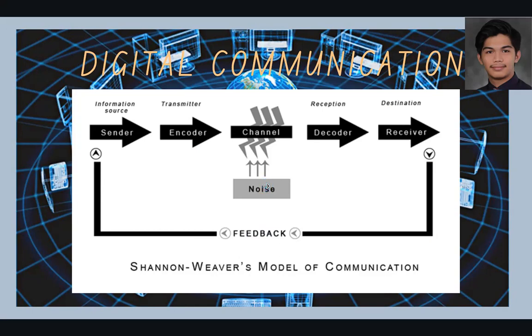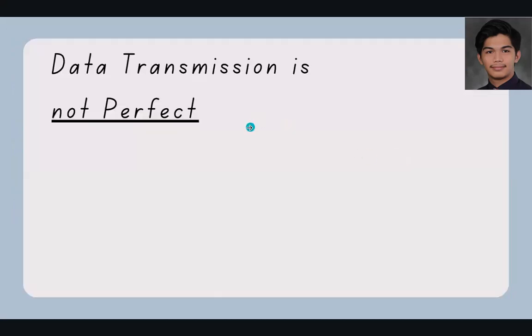As messages travel through the channel, like the internet, they are exposed to noise such as cross-streaming with other data and transit with other encoded signals, which in the end produce communication failure. Whatever the cause is, it is a fact that data transmission is not perfect.